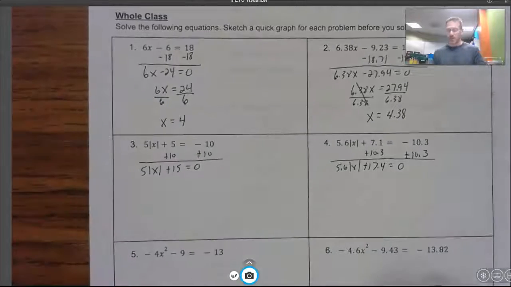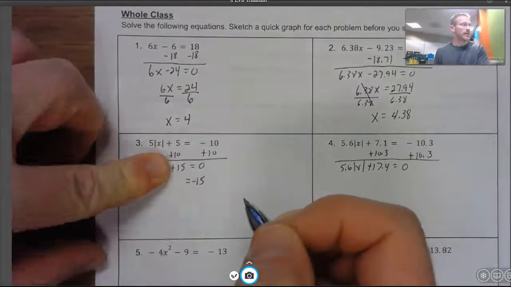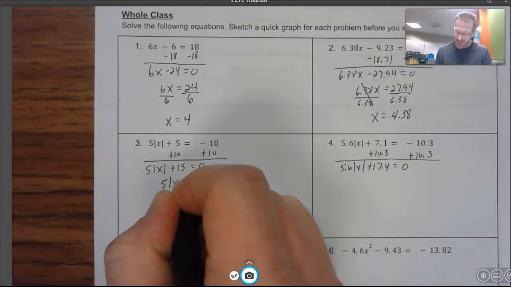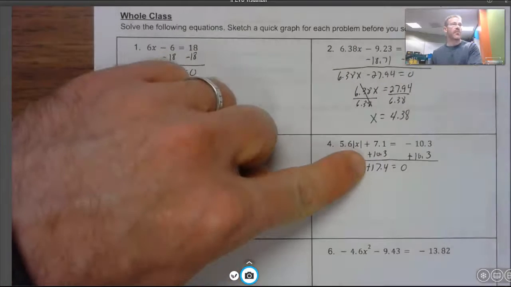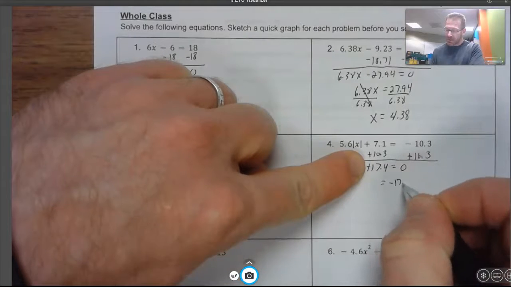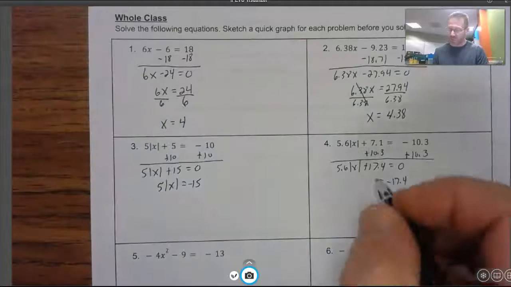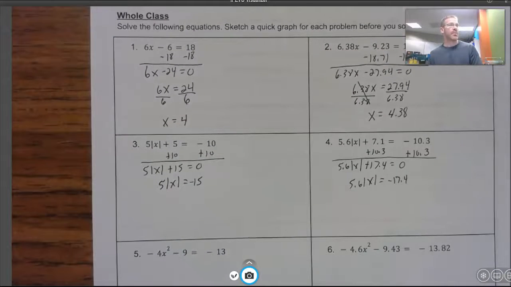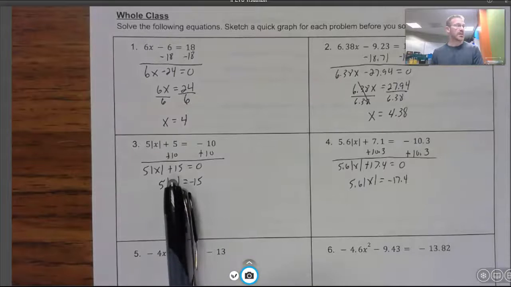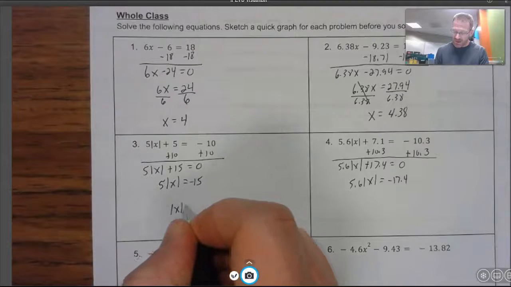Now, using the 0 problem, what plus 15 is 0? Negative 15. So 5 times the absolute value of x is equal to negative 15. What plus 17.4 is 0? Negative 17.4. So we know it's got to be opposites. So that means 5.6 absolute value of x is equal to negative 17.4. Now, once again, you might know this answer. 5 times what is negative 15? The answer would be negative 3. So the absolute value of x is equal to negative 3.